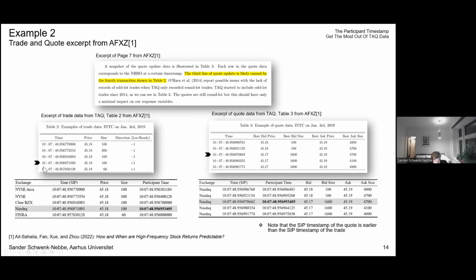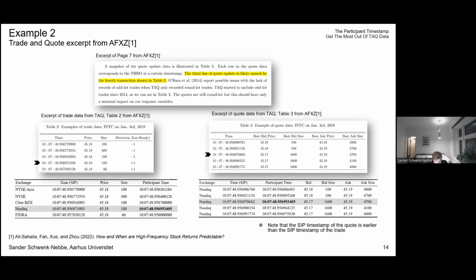As we know now, we can check that. We can include the participant timestamp, and we indeed see that the quote update has received the exact same timestamp as the trade. It was indeed caused by the trade, which we now know. Again, we also see the making of a sequence error here, because the SIP timestamp of the quote is earlier than that of the trade, even though the trade caused the quote update. So yes, that is a sequence error.